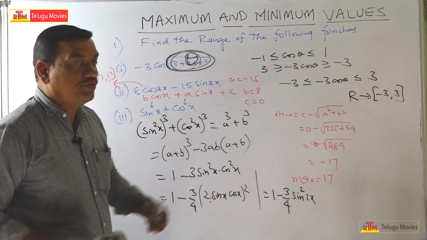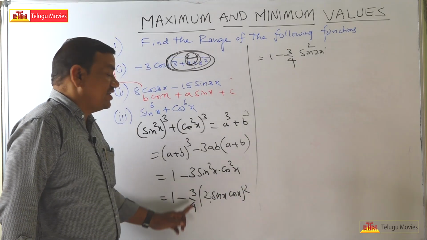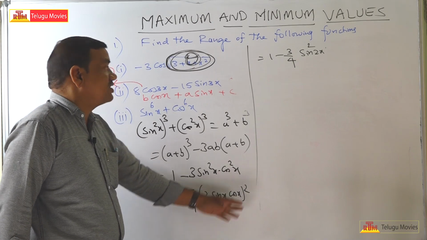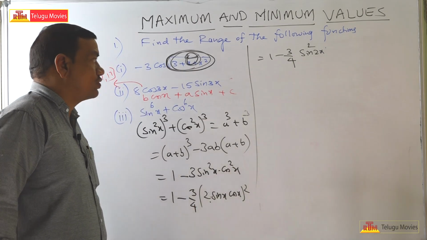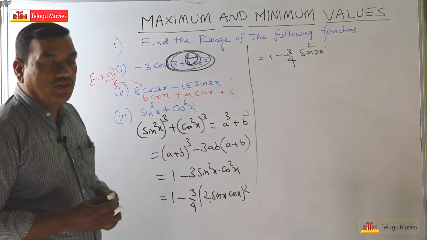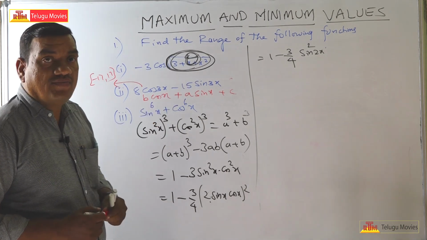Let us continue the solution. Here we got 1 minus 3 by 4. 2 sin x cos x means sin 2x, whole square. Now let us find out the range of that function.